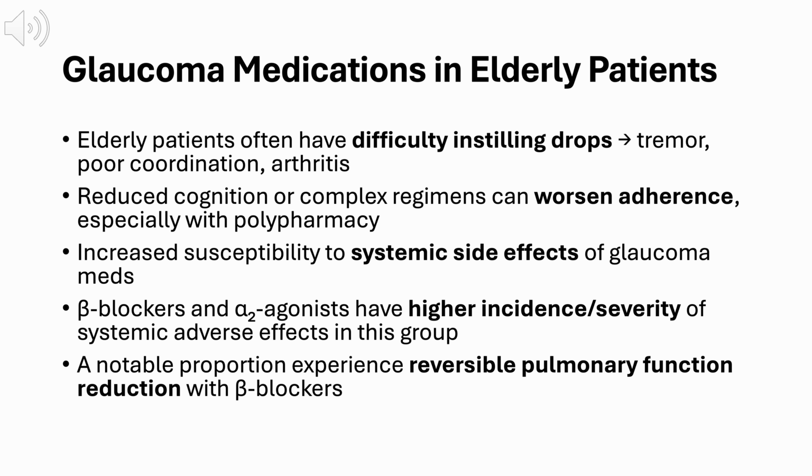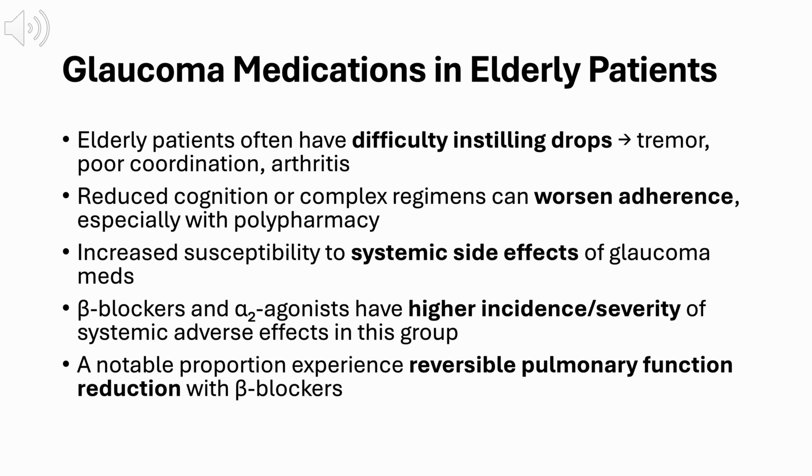Let's shift from pregnancy to elderly patient considerations. When treating elderly patients, it's important to recognize the unique challenges they face with glaucoma medications. Many have trouble instilling drops because of tremor, poor coordination, or arthritis, and that alone can compromise adherence. Cognitive decline or complex dosing schedules can make adherence even more difficult, especially in the setting of polypharmacy. They are also more vulnerable to systemic side effects from topical glaucoma medications.